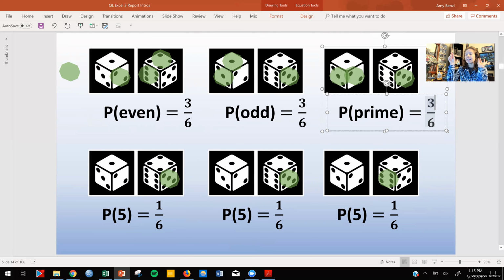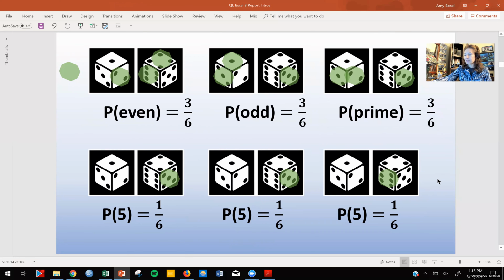Because if you had even and prime, we have another special number there, and it's the fact that the only even prime number is 2. So if we had a Venn diagram between evens and primes, we would have to have that overlap where the 2 went into the middle there. All right, let's move on.